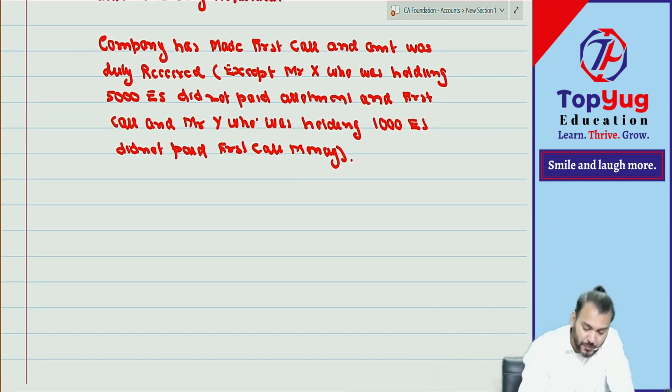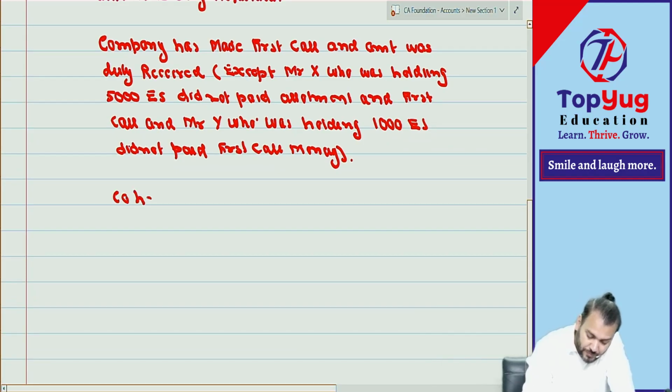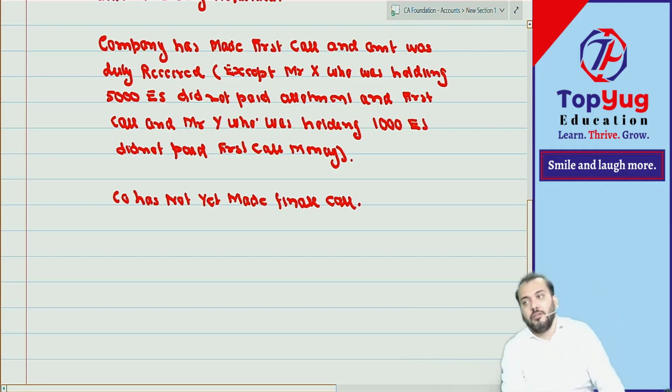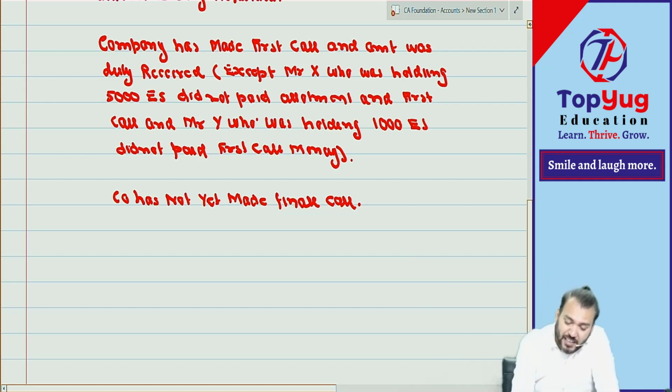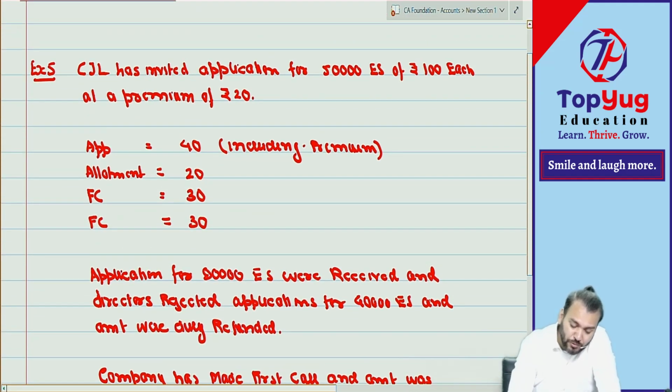Correct. Now, the company has not yet made the final call. Still the final call amount is not yet made, which means the company has not demanded it. So a question of payment will not arise now. Correct? Can I say that out of these, these three are called up?